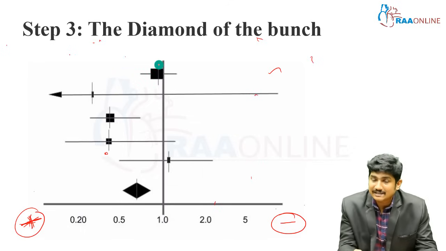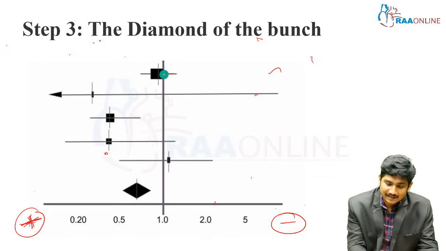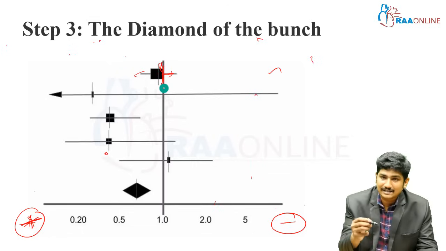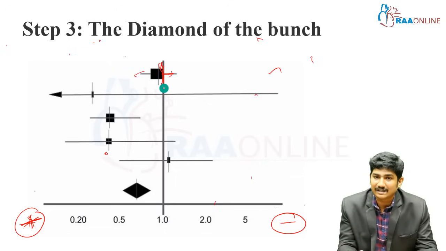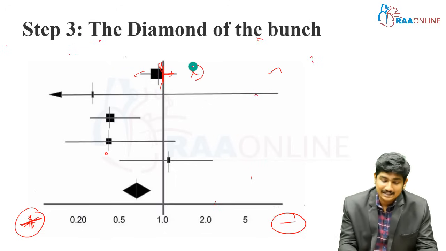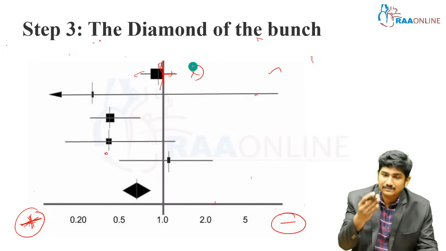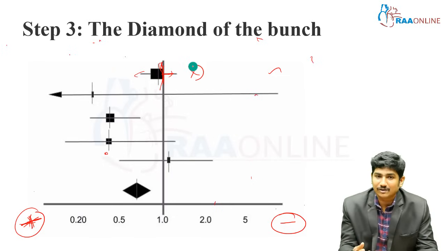But will you take that study outcome into consideration? The answer is no, I will not consider this outcome. Why? Because this confidence interval line extends across the null line. The null line is well within the confidence interval line, right? The central line is well within the confidence interval line. So the outcome of this study cannot be taken, because the null line, which tells you that it is neither significant nor insignificant, lies within your confidence interval. So the outcome cannot be taken.